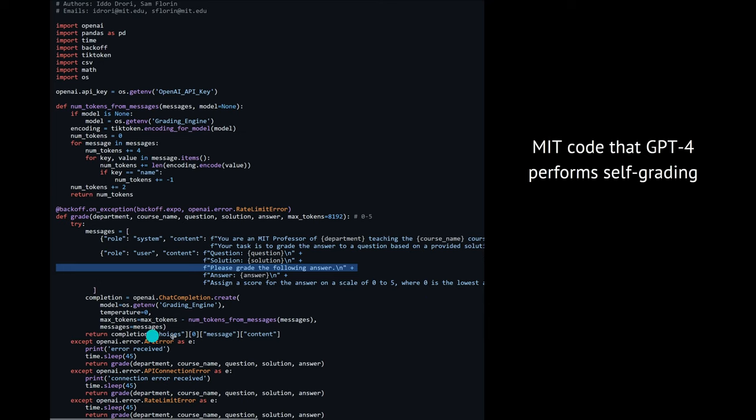And then you just have here, you see OpenAI.chat completion, create your model, and then this is all your messages. This is your input to GPT-4. Couldn't be easier. So this is what I wanted to show you about the self-grading mechanism, if an AI is grading itself.